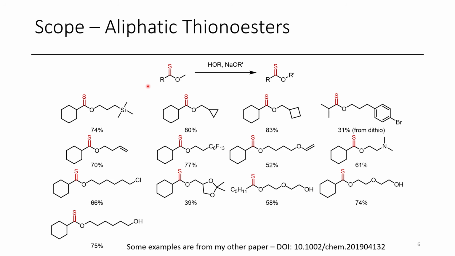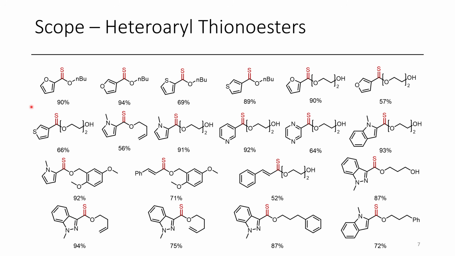Now when we go to other thionoesters that are aliphatic, we can see that another great scope is seen. So you can see cyclopropyl groups, cyclobutyl groups, silane, alkenes, perfluoroalkyl groups. We have this tertiary amine here, we have this ketal, as well as some PEG derivatives, polyethylene glycol, and this terminal alkyl chloride. And this even works for heterocyclic compounds.